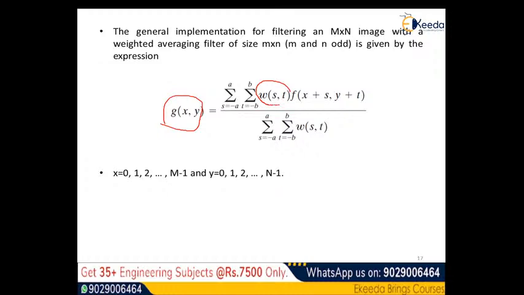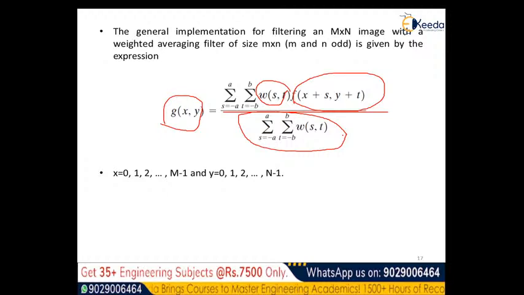Here we have the filtering coefficients operated onto the pixel intensities they coincide with, and we divide them by the summation of the filter coefficients. So this is what the averaging is here.